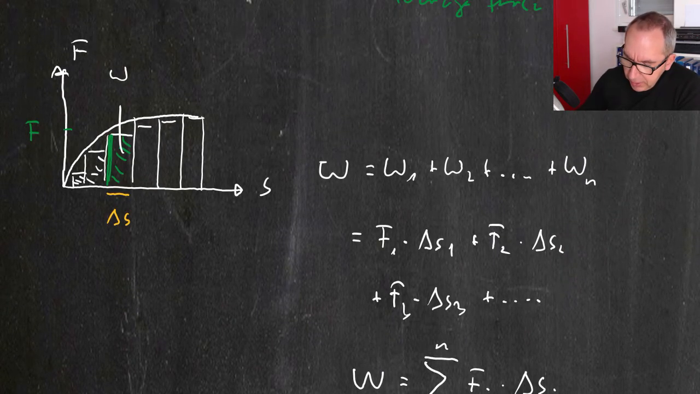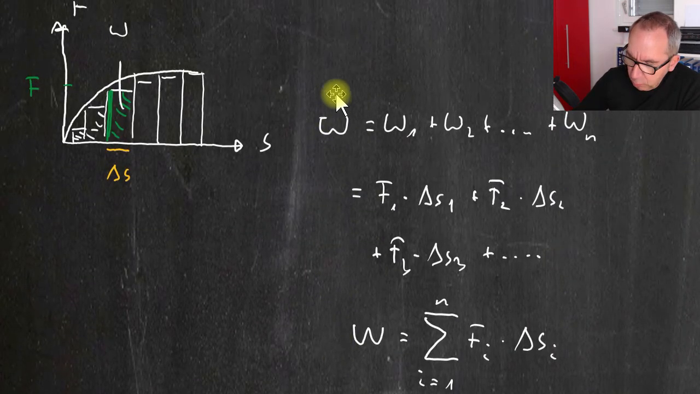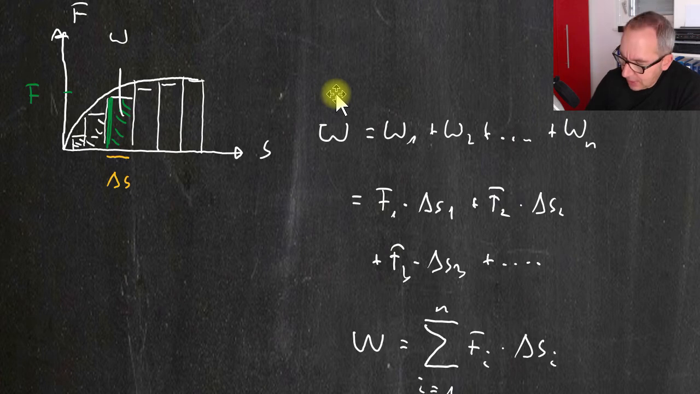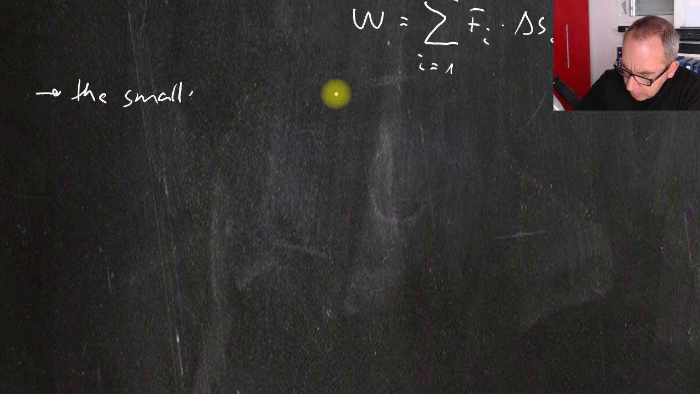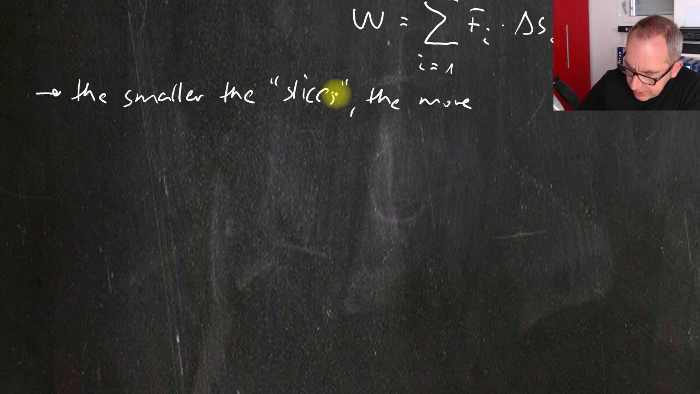The result will get better and better the thinner we make these slices here. So delta S has to become smaller and smaller. And if these slices are infinitely small, we are back to what we had. We are back to the area. The smaller the slices, the more precise the result.